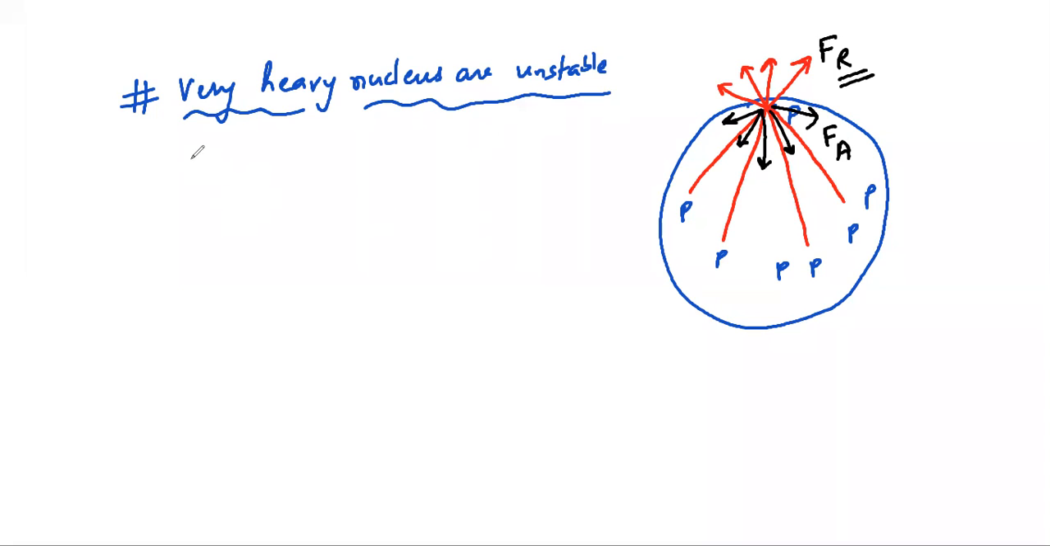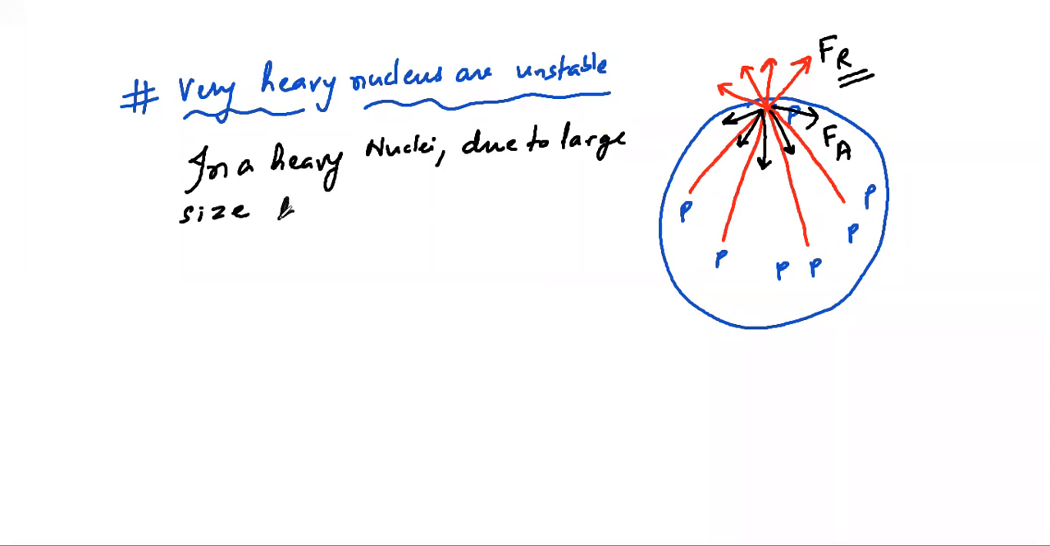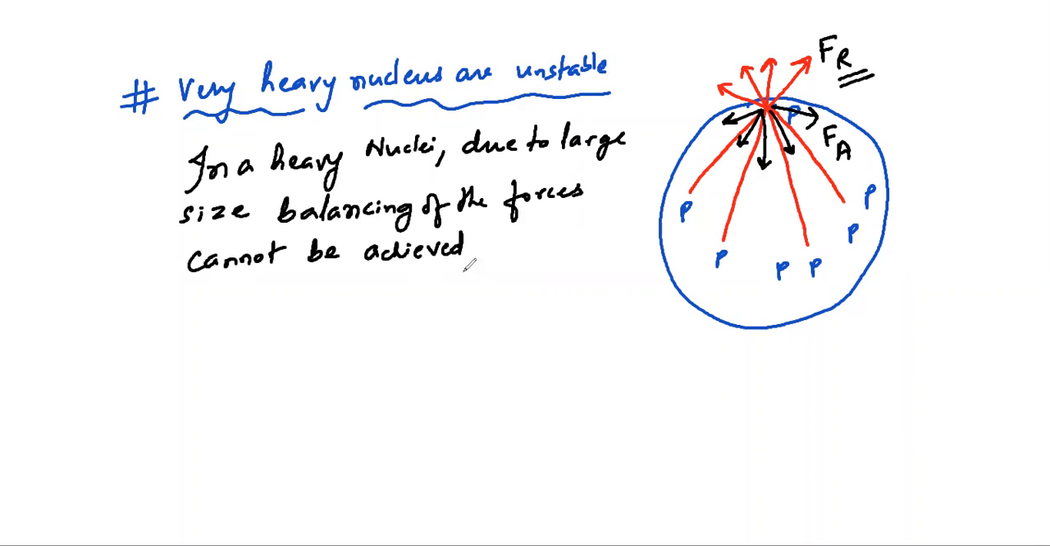Yes, sir. So let us write it down. You can also write with me. In heavy nuclei, let us write this point because you'll forget otherwise. Due to the large size, the balancing of the forces cannot be achieved. And of course, if that cannot be achieved, then you know what will happen. This cannot be achieved even if you have many neutrons.